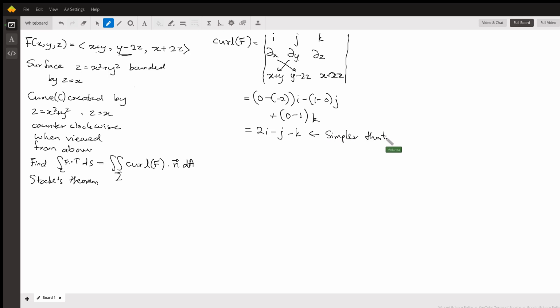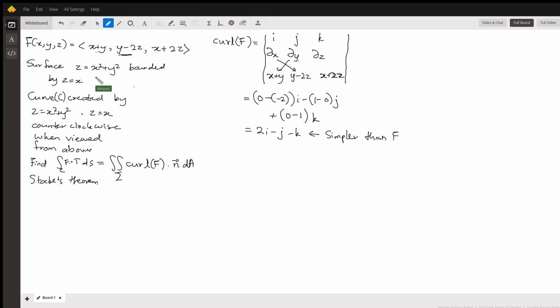So the curl of F is much simpler than F itself, which is much more complicated. The curl of F is just a bunch of constants. So that's why we would want to go for Stokes theorem using the curl. Okay, so now we have worked out this function.